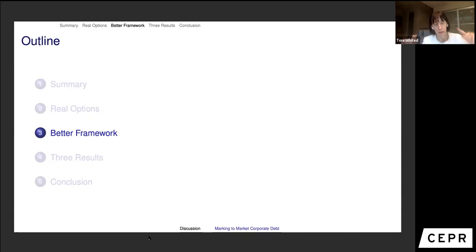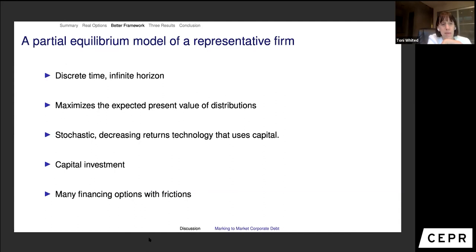I'm going to make it as simple as possible. I will try to add a little bit of commentary here and there about where the authors might be able to add a little bit more detail if they thought that was important. So I'm just going to talk about a discrete time infinite horizon model of a firm. If you wanted to make a GE, that would be fine, but I'm just going to go simple.